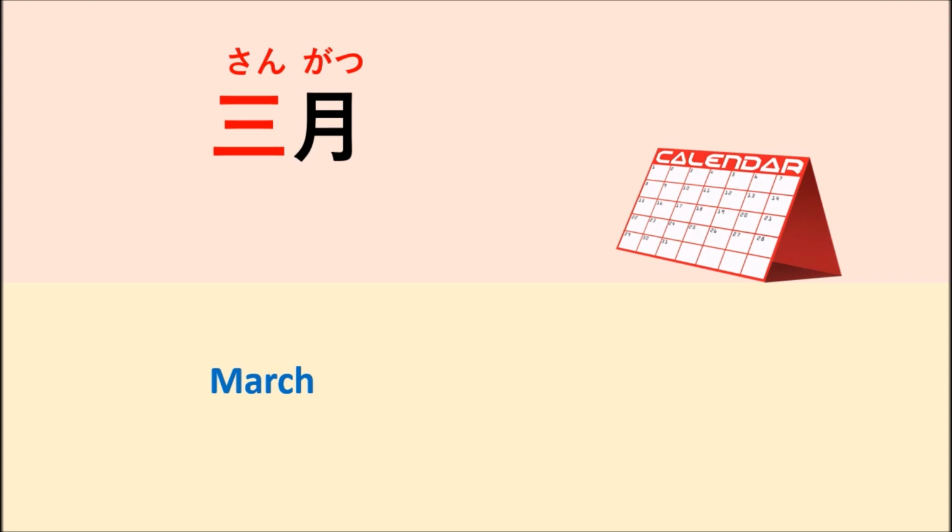Sangatsu means March. The first kanji sang means three, and the second kanji gatsu is from the kanji of month, or in Japanese tsuki means month. So when you put the number 3 and the month, it means March. 3 and month means March.